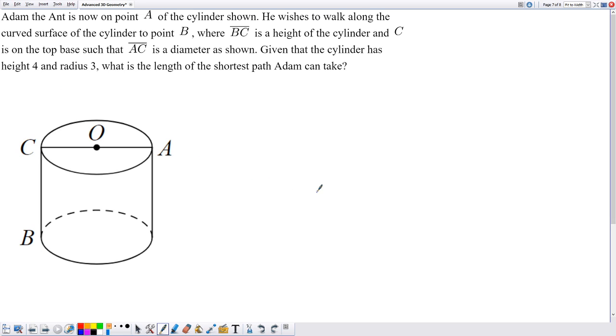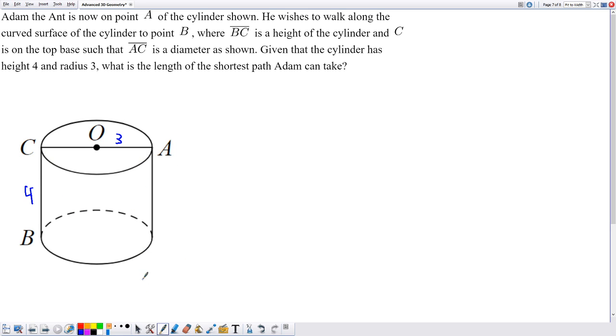Now the cylinder has a height of 4 and a radius of 3. What is the length of the shortest path that Adam can take? So let's think about this carefully. In the previous problem, it was a prism and we had to imagine walking along the surface. It says Adam wants to walk along the curved surface of the cylinder.